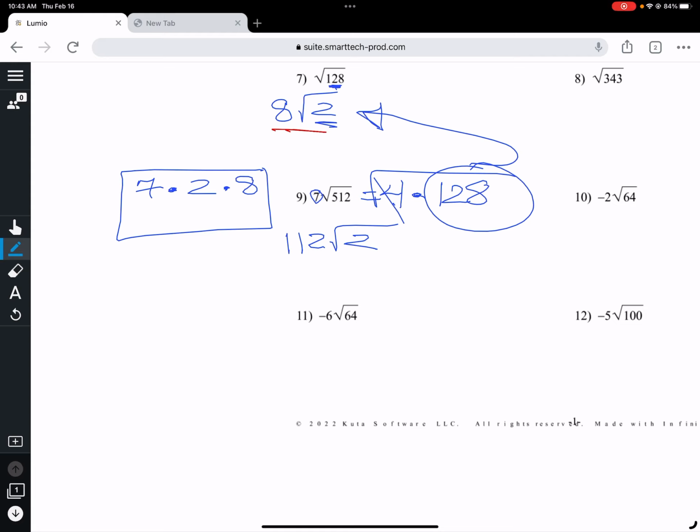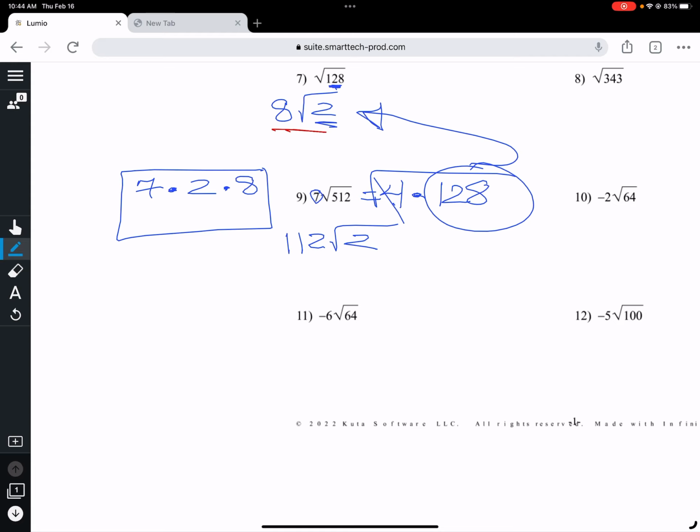Because 512 needs to be broken down further. Okay, so 16, 256. When I did 16 squared and multiplied it by 2, I got 512. Your number's really larger than 512 because you've got that 7 out there. So, my answer was right.